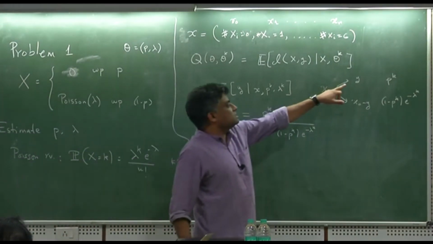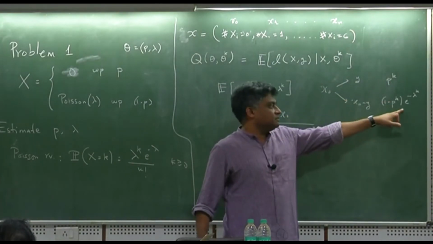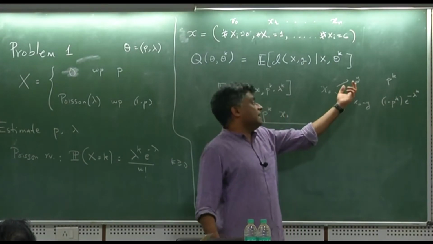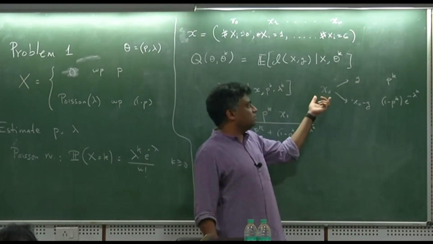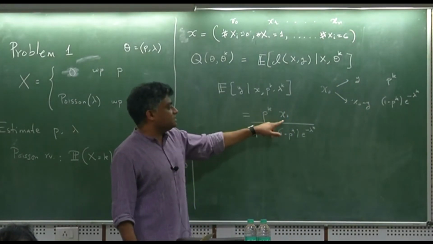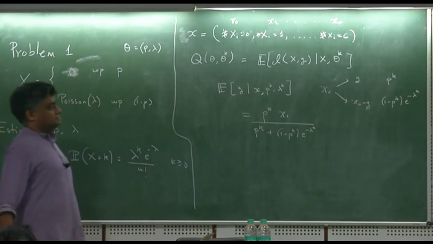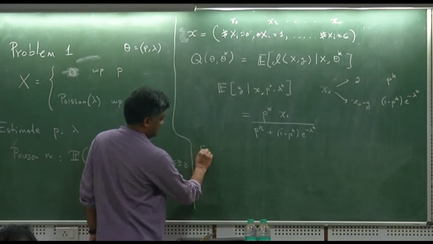Either these guys are coming with probability pk, or those guys are coming with probability 1 minus pk times that. So the proportion of x0, sorry, y, is the proportion of x0s that came with that probability. So it's basically the ratio of that probability times x0 divided by the sum. I'm done. My EM algorithm is ready.